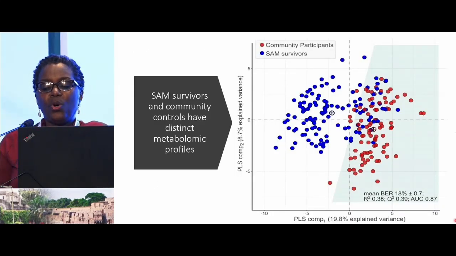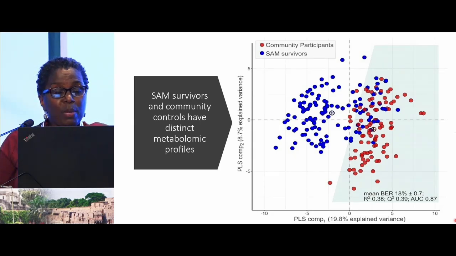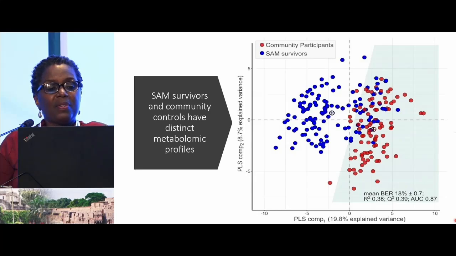In our own cohort of SAM survivors in Jamaica, we quantified serum metabolites using direct flow injection mass spectrometry. When we compared the metabolomic profiles of these SAM survivors, we observed a partial separation of their metabolomic profiles based on the serum concentrations of selected metabolites. What we did was what we call a targeted metabolomic analysis, where we pre-selected metabolites of interest.